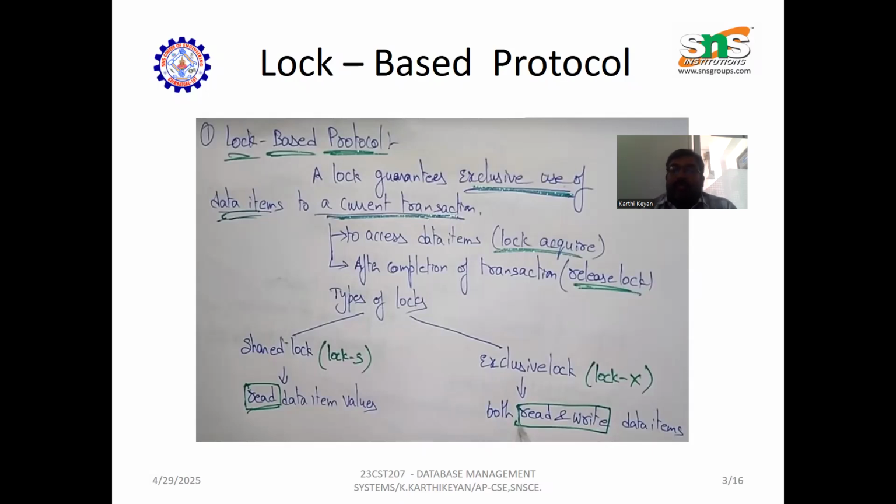We use two types of lock. One is shared lock, one is exclusive lock. Shared lock is denoted by S, and exclusive lock is denoted by X. Once again, shared lock is denoted by S, exclusive lock is denoted by X. Shared lock means read the data item value. Exclusive lock means both read and write the data item. This is the basic condition to implement the lock-based protocol.